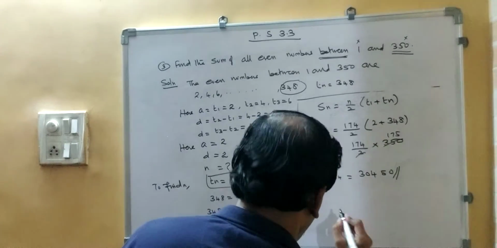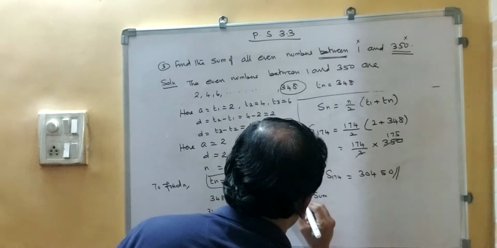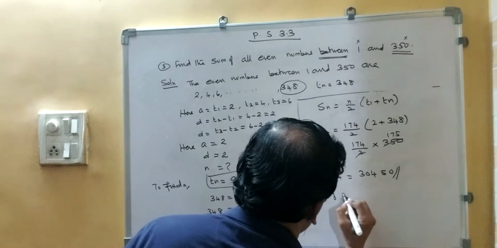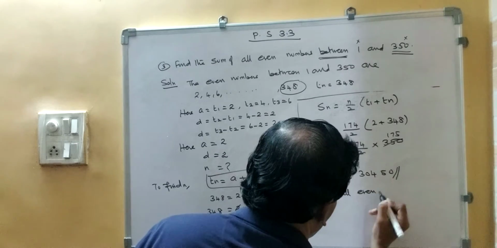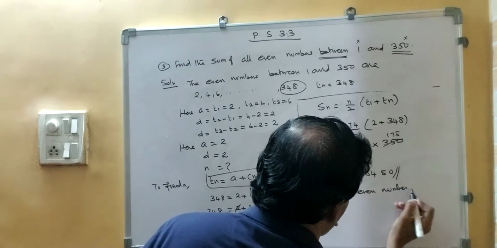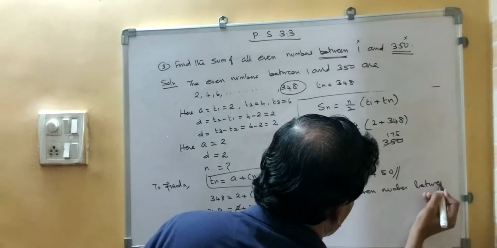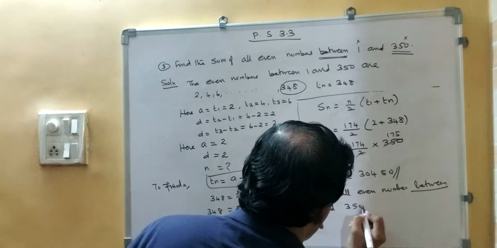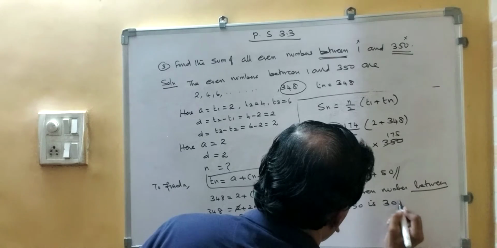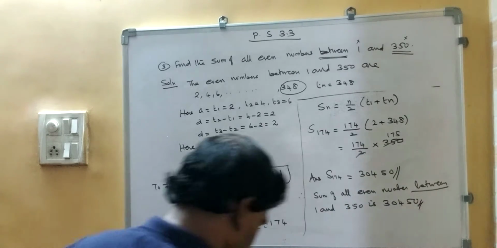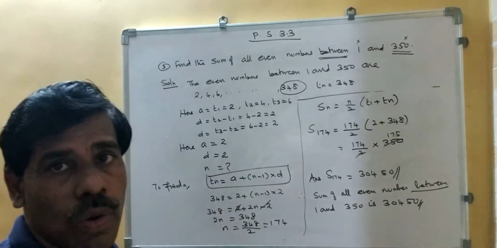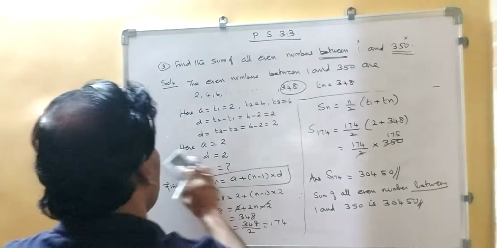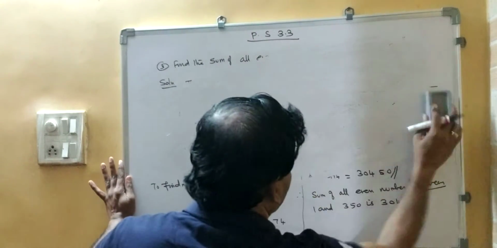Therefore, the sum of all even numbers between 1 and 350 is 30450. This is how we have to find the value of Sn. Now next sum.